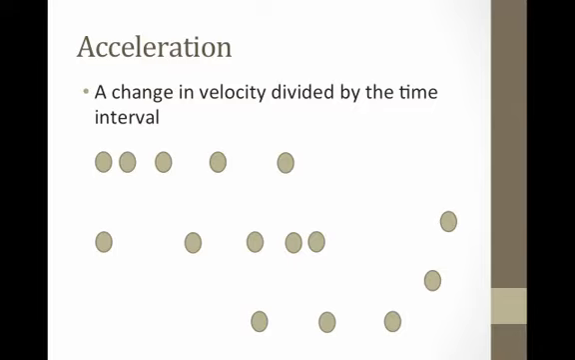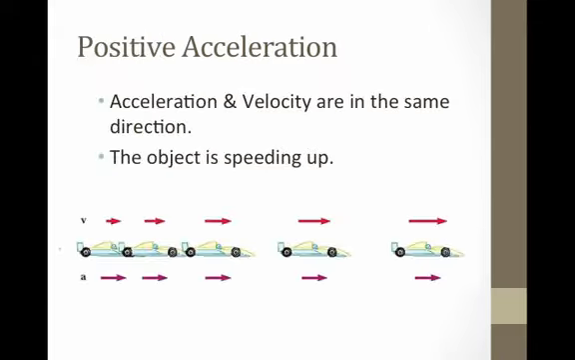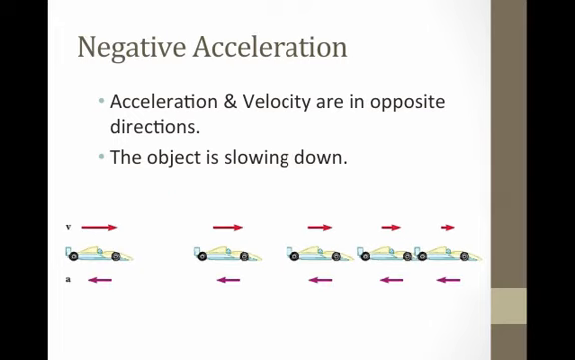In the last diagram, what I've tried to draw is an object traveling at a constant speed, but it's accelerating because it's changing direction. Yes, something can be accelerating by changing direction only. Now there's positive acceleration. Positive acceleration is when acceleration and velocity are in the same direction. When this occurs, the object will be speeding up. Negative acceleration is when acceleration and velocity are in opposite directions. In this case, the object is slowing down.